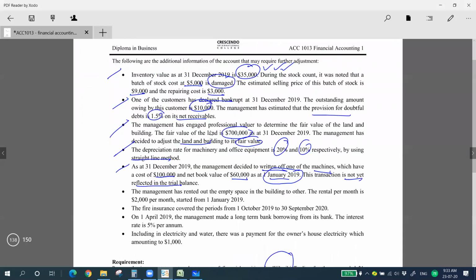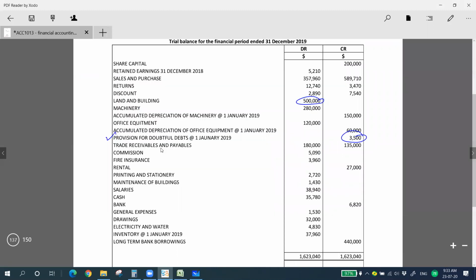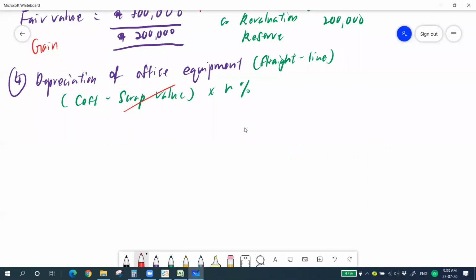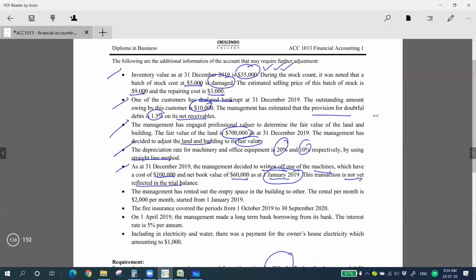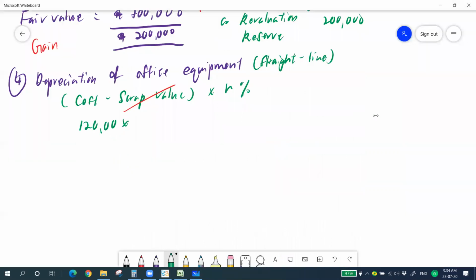For the office equipment, my cost is 120,000. So we use 120,000 times the rate. What is the rate for office equipment? Office equipment is 10%. So we get the answer 12,000.